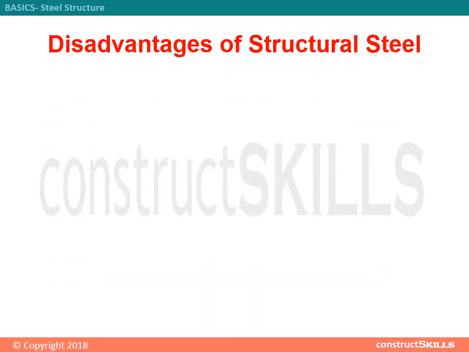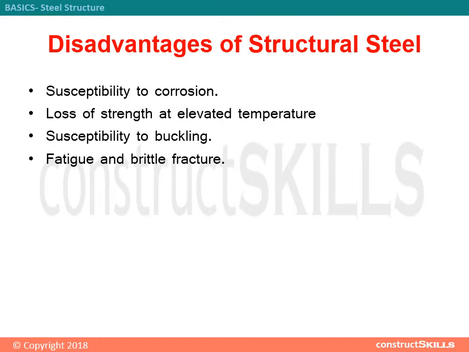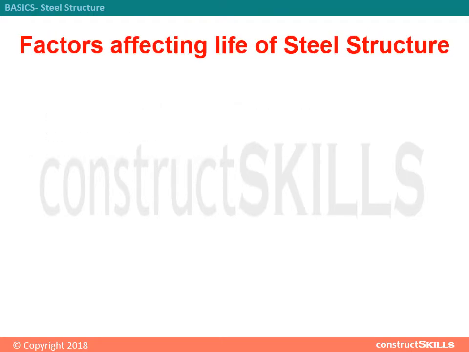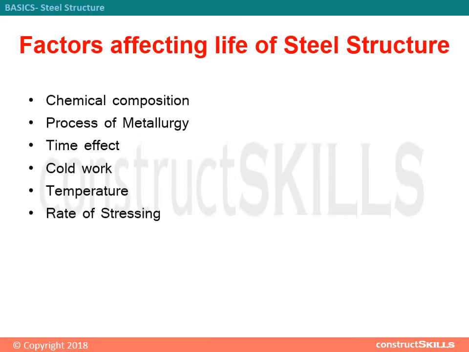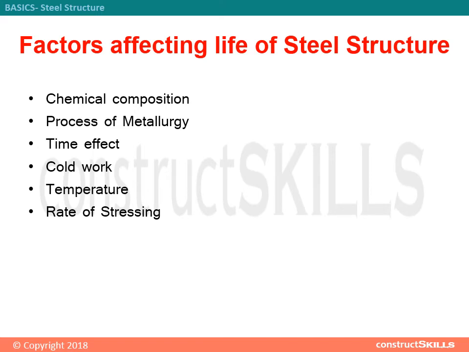Disadvantages of structural steel. Susceptibility to corrosion. Loss of strength at elevated temperature. Susceptibility to buckling. Fatigue and brittle fracture. Factors affecting life of steel structure. Chemical composition. Process of metallurgy. Time effect. Cold work. Temperature. Rate of stressing.